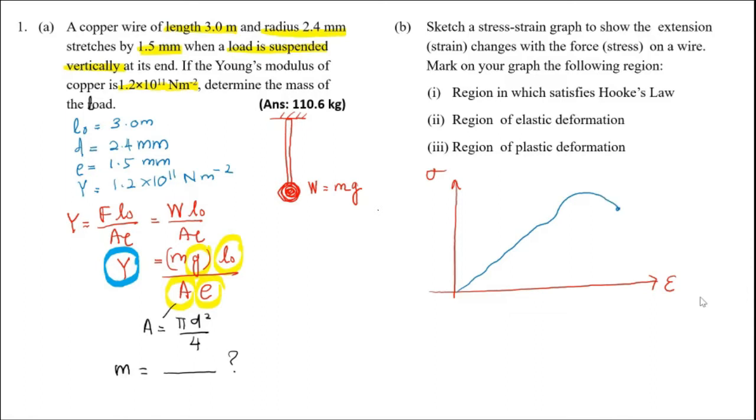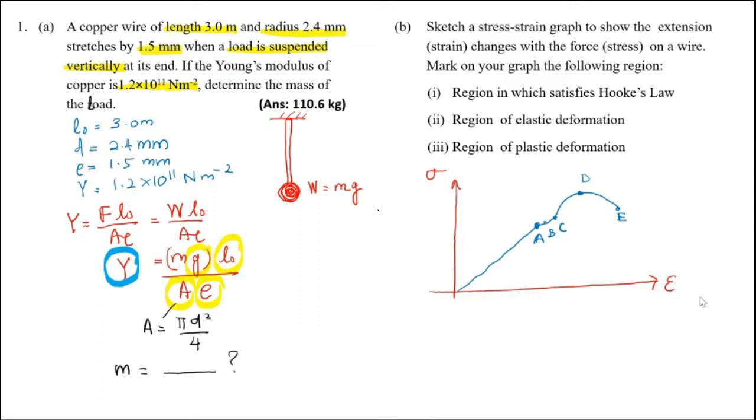Then mark on the graph a few points. We have point A here, which is the proportionality limit. Point B is the elastic limit. Point C is the yield point. Point D is the point of maximum stress. And then point E will be the failure point.